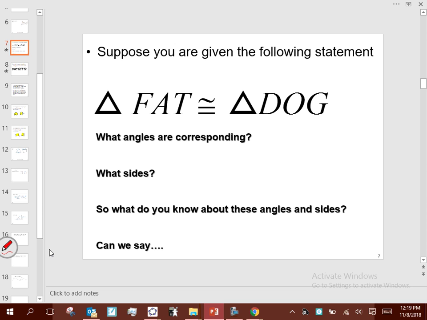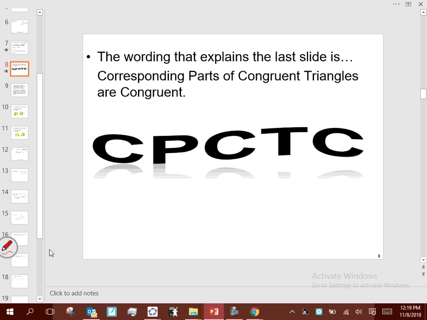So we got corresponding parts that come from congruent triangles, right? You guys agree with that? What's the link then? What's the conclusion that we make about those corresponding parts? What do you know about angle F compared to angle D in that statement? They're the same. They're congruent. So that creates the statement. We're going to use this all the time, okay? Statement that corresponding parts of congruent triangles are congruent. That's exactly what that statement says.